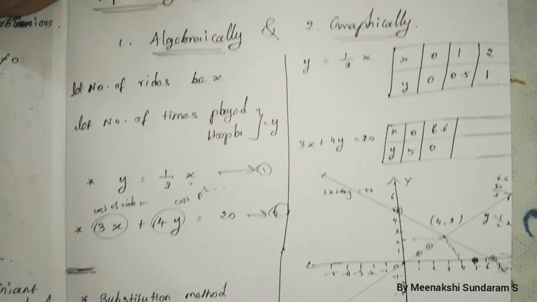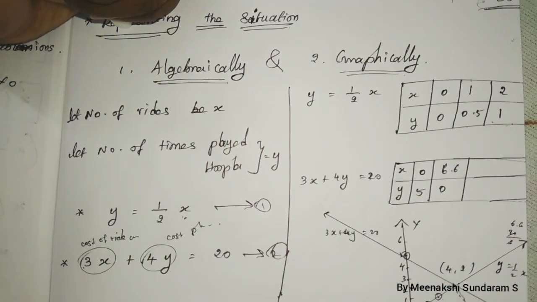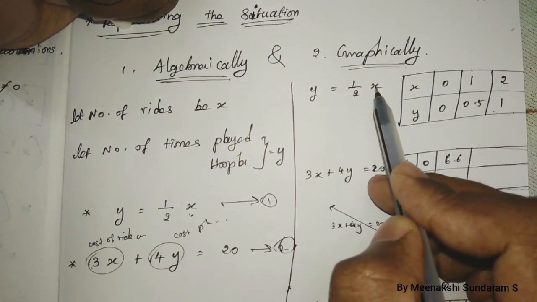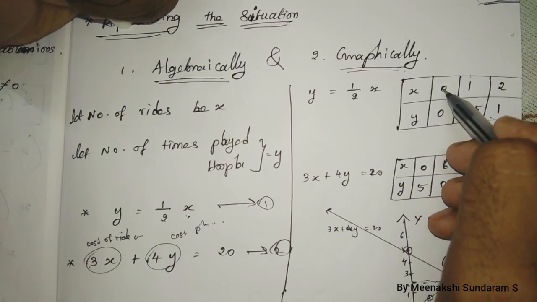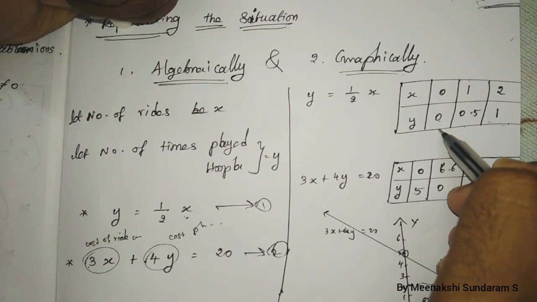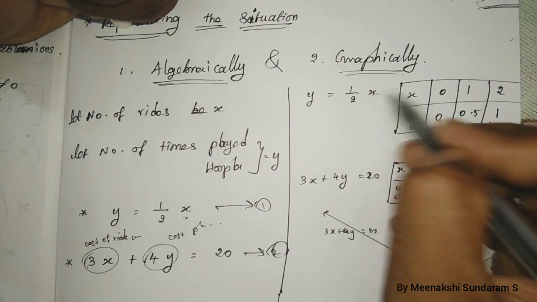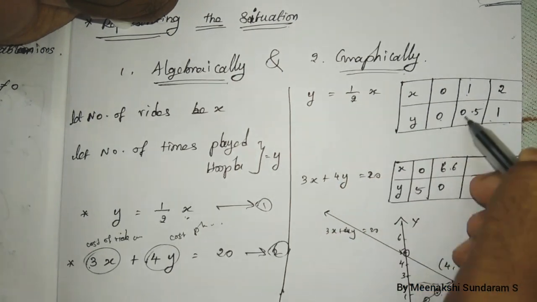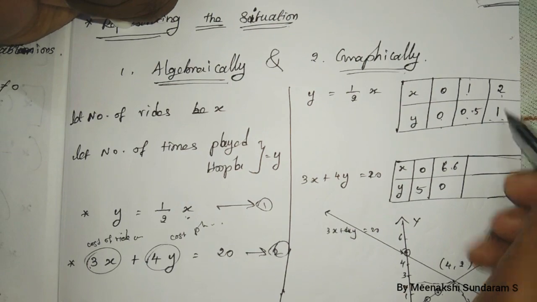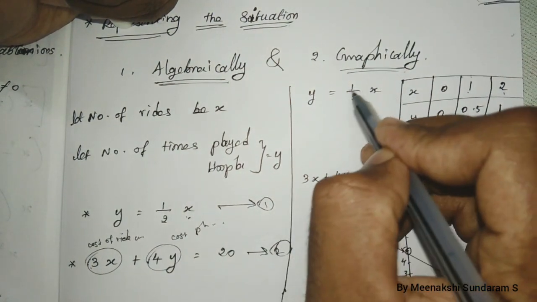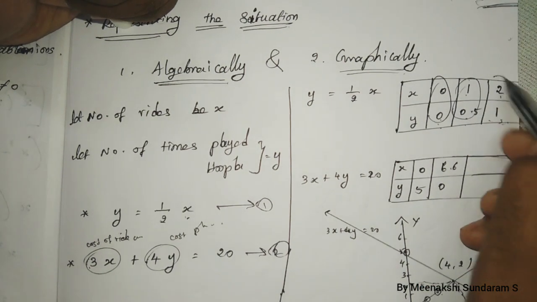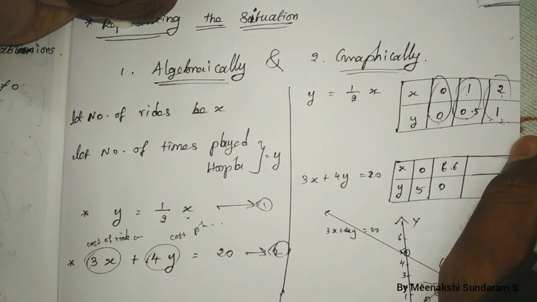Next, graphical form. Through this equation you can get points. So first equation, y is equal to 1 by 2x. Instead of x you can put 0, so y is equal to 1 by 2 into 0, that is 0. Now put x as 1, so y is 1 by 2, that is 0.5. Next, put x as 2: y is equal to 1 by 2 into 2, the 2s cancel, so y is 1. So these are the points: 0, 0; 1, 0.5; and 2, 1. Two points are enough for drawing a line.